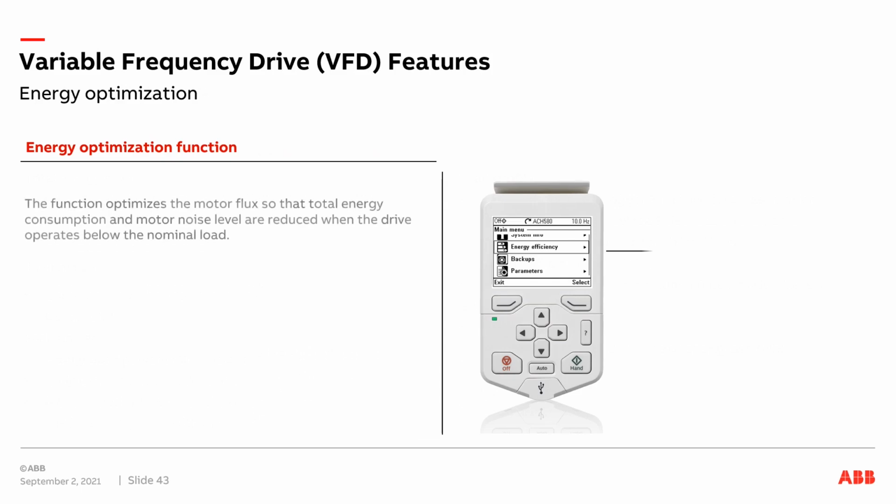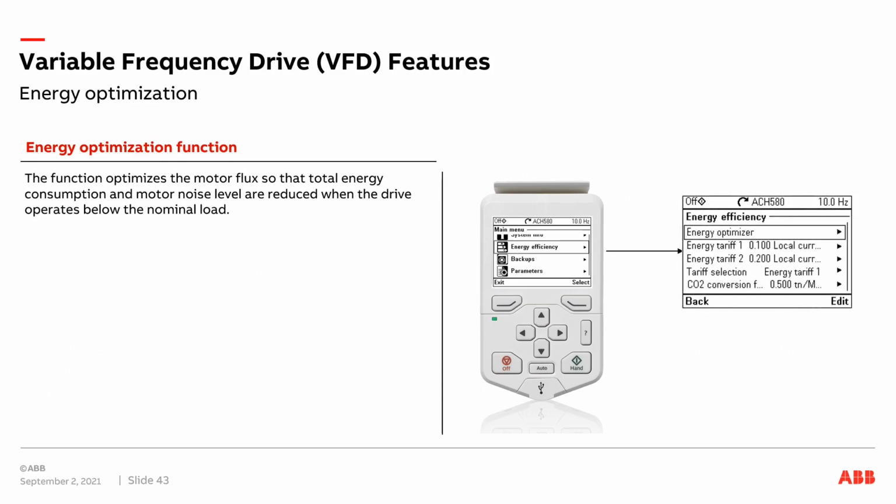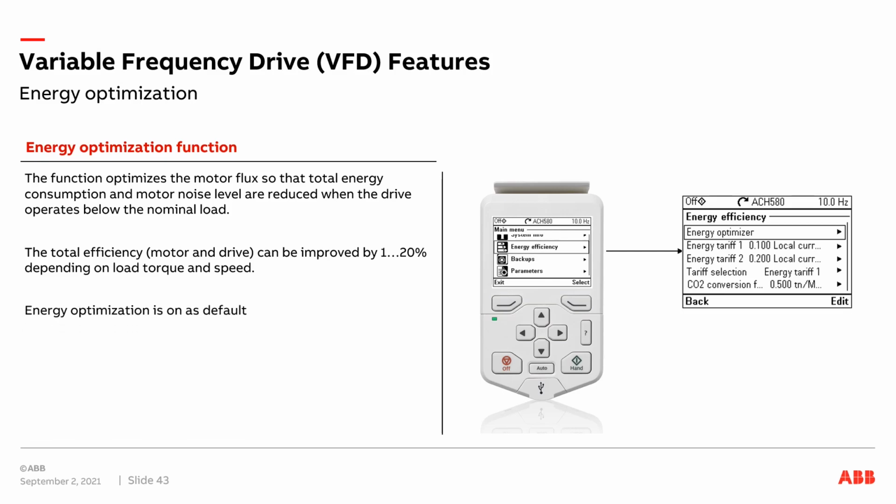Energy optimization function. The function optimizes the motor flux so that the total energy consumption and motor noise levels are reduced when the drive is operating below the nominal load. The total energy efficiency of the motor and drive can be improved by 1 to 20% depending on the load, torque, and speed characteristics of your system. This is done by only supplying the needed voltage to support the needed torque at that time and actively changing it as the torque changes. Energy optimization is on by default.